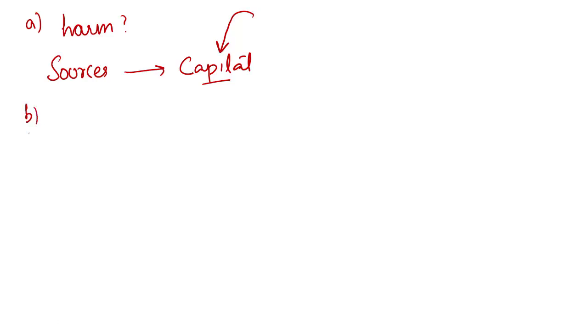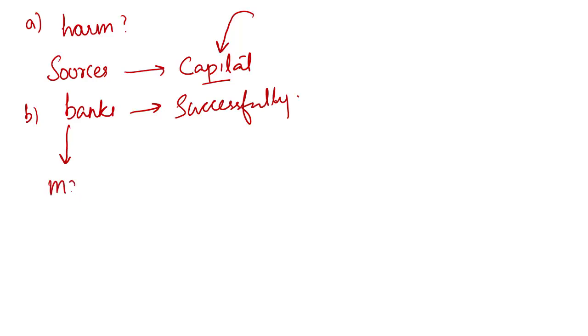Second argument is they're saying that these big corporate houses are running their businesses successfully. And if they are in a position to run their businesses successfully, they will run banks as well successfully, which basically means these large corporate houses will bring with them their own management experience, the management expertise.